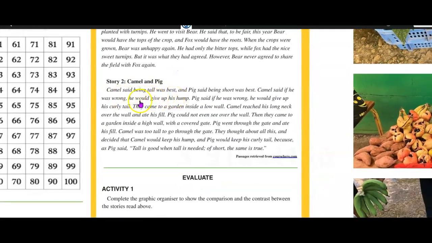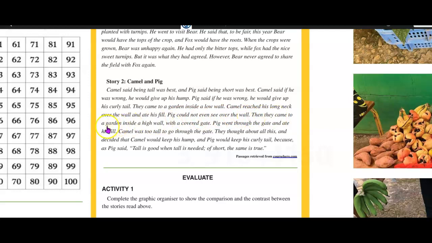The Camel and the Pig. Camel said being tall was best, and Pig said being short was best. Camel said if he was wrong, he would give up his hump. Pig said if he was wrong, he would give up his curly tail. They came to a garden inside a low wall. Camel reached his long neck over the wall and ate his fill. Pig could not even see over the wall.